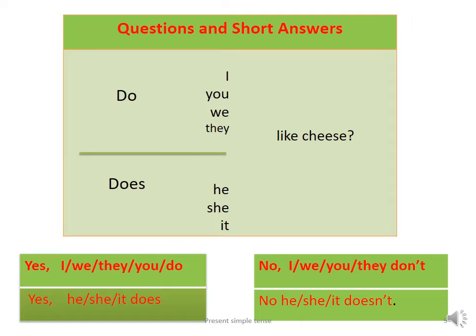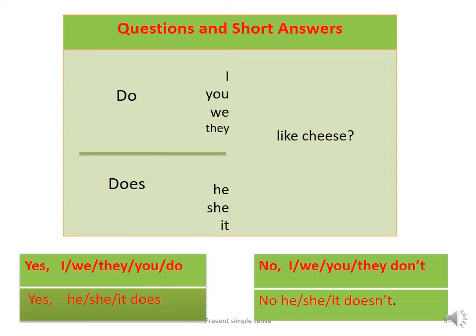So these are questions. At the end of a sentence, you can see this punctuation mark, a question mark. When you see a question mark at the end of a sentence, you know that the sentence is a question and it is asking a question.